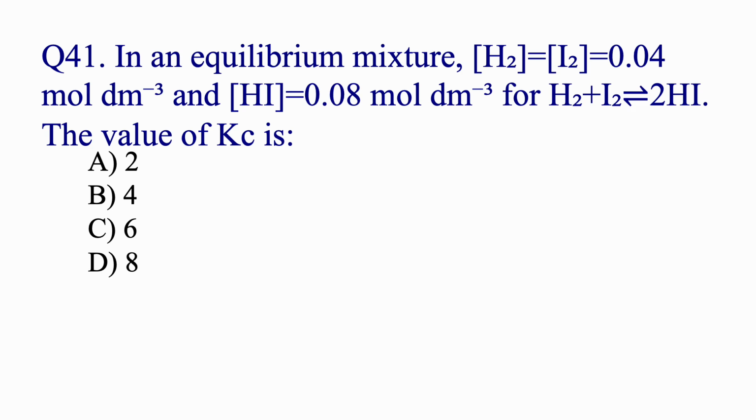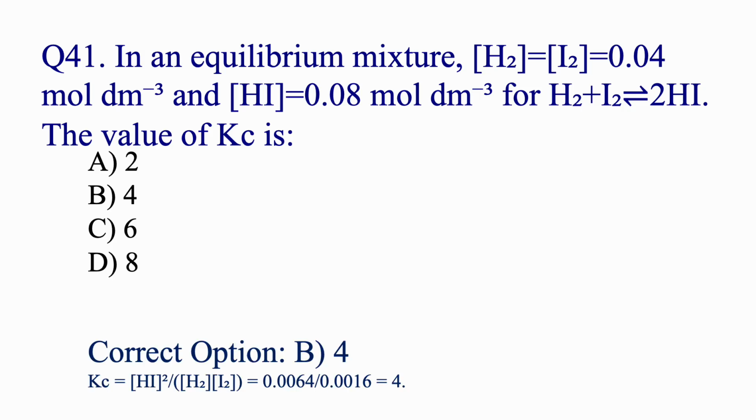In an equilibrium mixture, H2 equals I2 equals 0.04 mole per dm cube and HI is equal to 0.08 mole per dm cube. For H2 plus I2 reacting to become 2HI, and the inverse reaction 2HI becoming H2 plus I2. The value of Kc is 4.